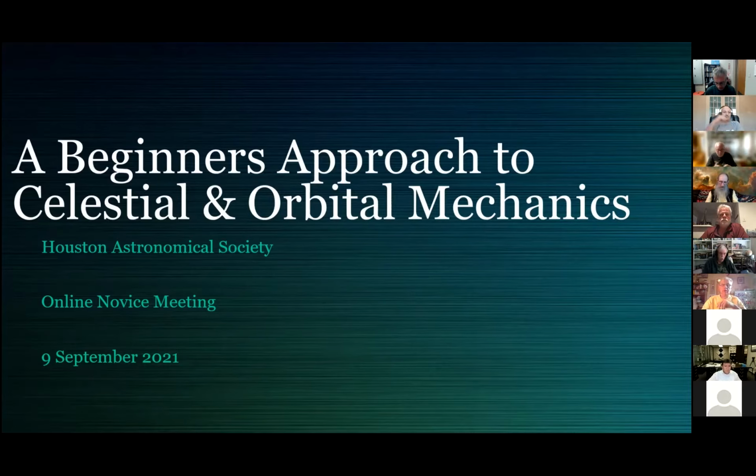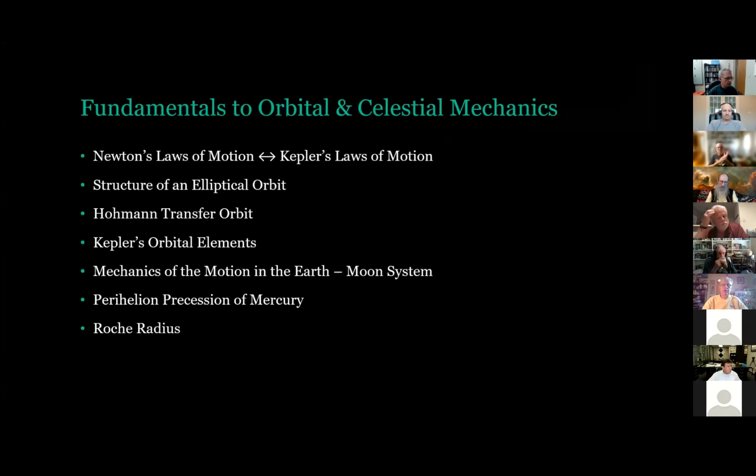Fantastic. Thank you. All right, so this is what I call a beginner's approach to celestial orbital mechanics. I've taught this class for several years at Lamar University in their area of space sciences. So what we'll do here is go through our fundamentals. There's Newton's laws of motion. Of course, Johannes Kepler developed his laws of planetary motion first. And then after a certain period of time, going from the 16th, 17th century, Sir Isaac Newton developed his laws of motion. We can relate the laws of motion to Kepler's laws of planetary motion.